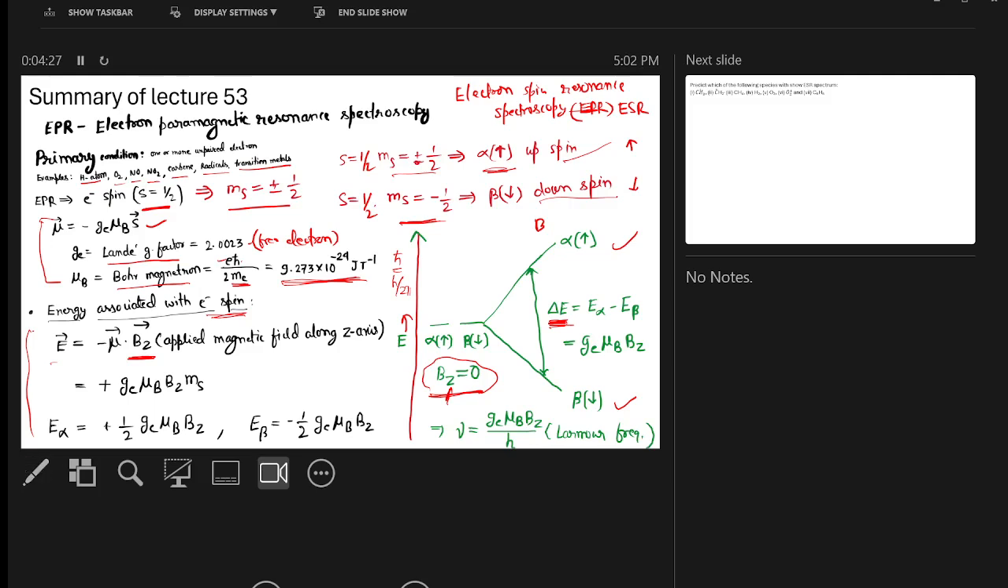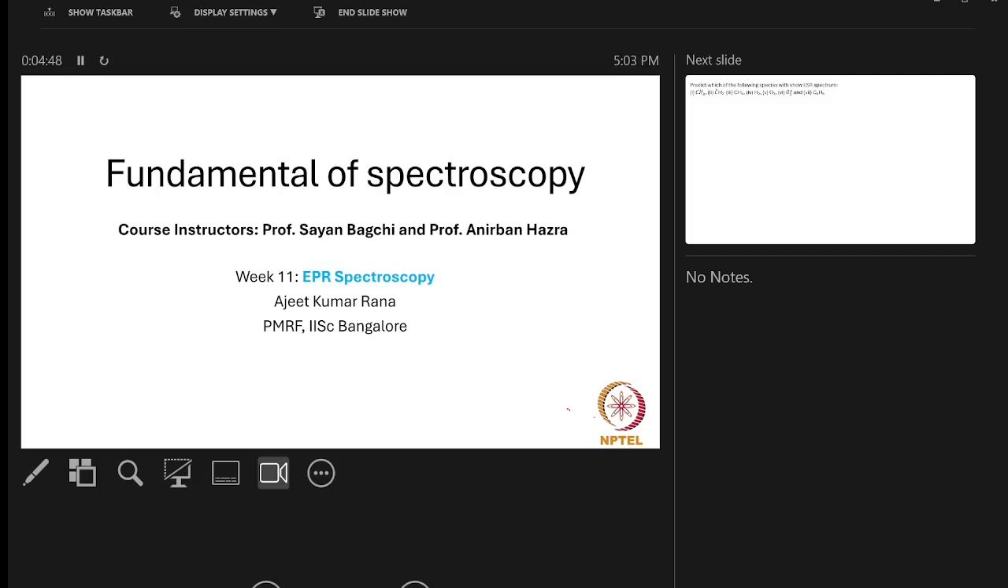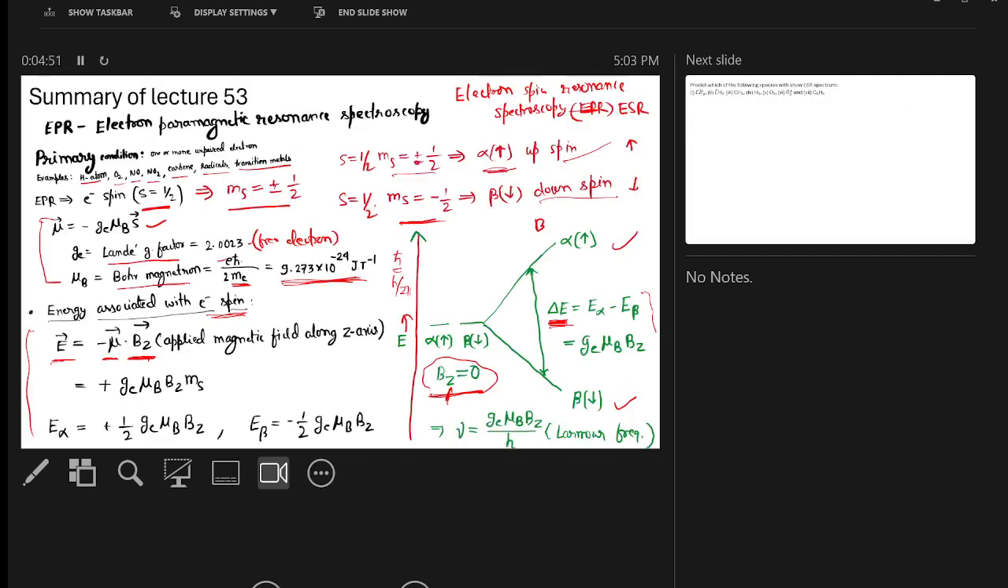Now coming to this expression again. When you apply this magnetic field, it will interact with the magnetic dipole associated with the electron, and it will give rise to this energy. So the energy can be calculated by this equation. We can substitute mu from here, and it will become like this. So here we introduce the term ms.